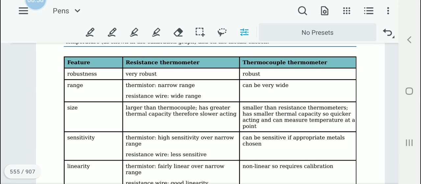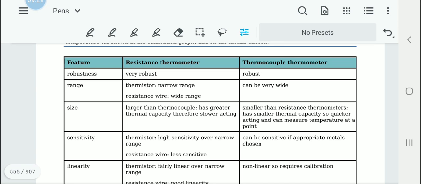So to get a fixed reading, you have to expose this to the source for a longer period of time. Then thermocouple thermometers are smaller than the resistance thermometers, and a smaller thermal capacity is needed, therefore quick measurements can be taken.